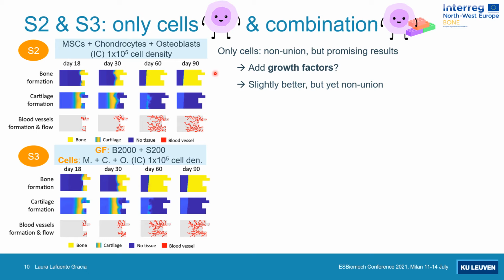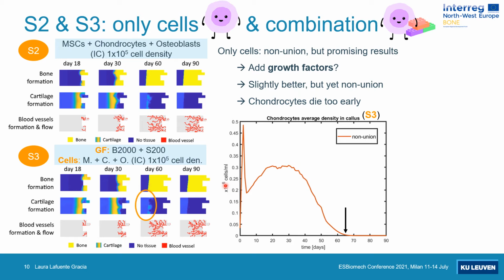The results are slightly better, but the model still predicts a non-union. As you can see, there is no bridging with the other side of the domain. The question is then, what is happening here? We can see that at some point, chondrocytes are dying, but they are dying too early.